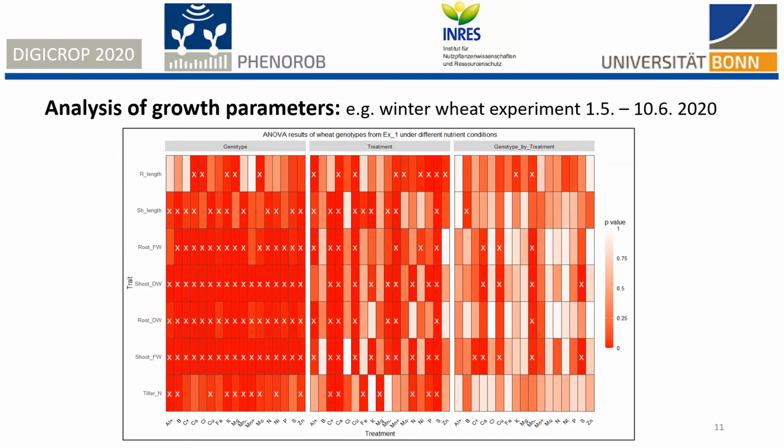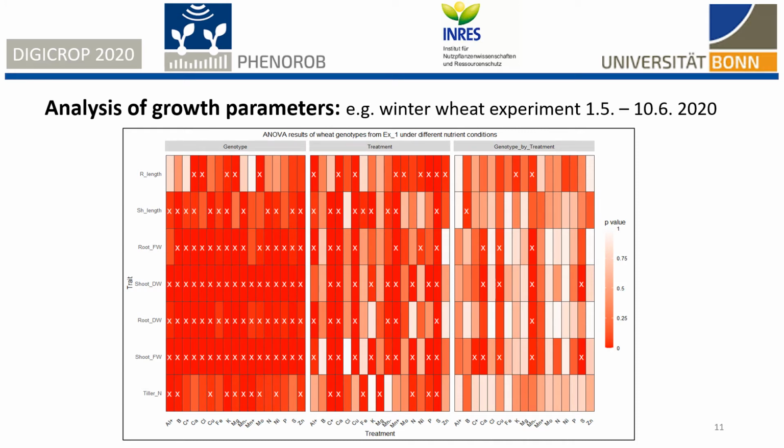Welcome to the result part. This figure shows a heat map generated using p-values collected from ANOVA results. The x-axis shows the nutrient imbalance treatments and the y-axis shows the wheat genotypes' morphological traits.